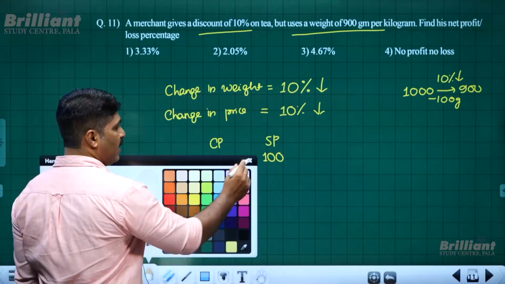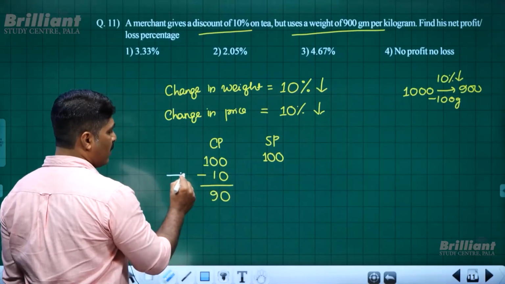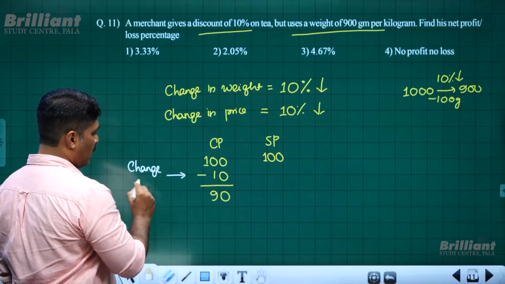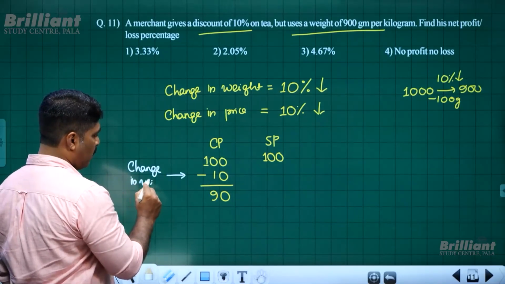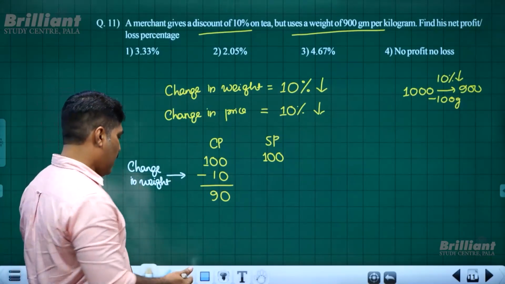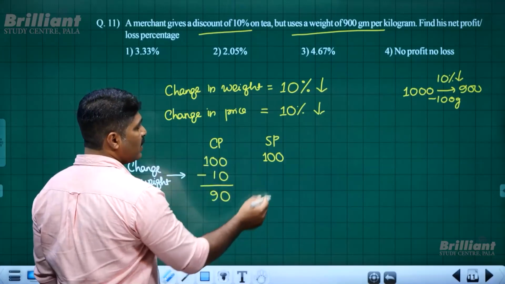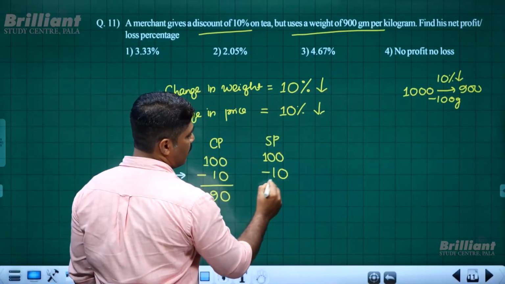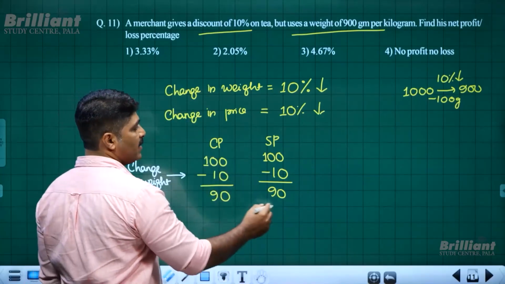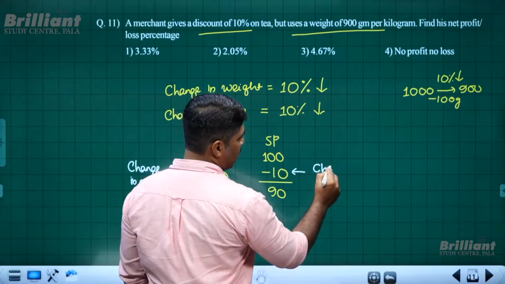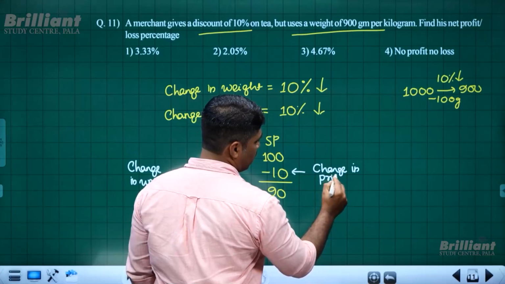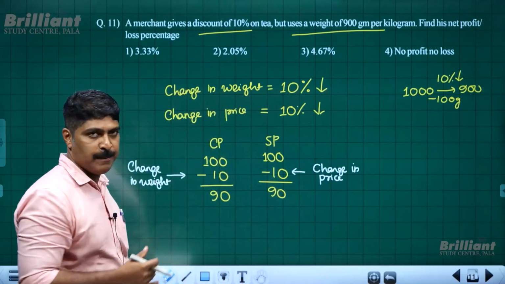Understand, this 10 is nothing but the change in weight. Got it? This is change in weight. Then, on the right side, you just subtract this 10 from here. So that's also 90. So what is that 10 decrease? This is change in price. Got it? Like this way we have to consider.